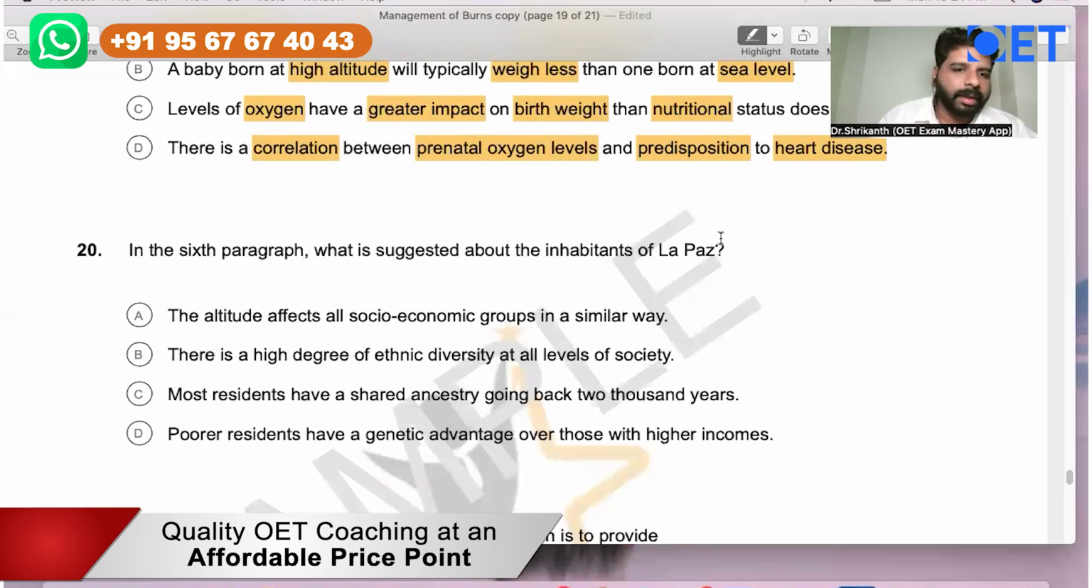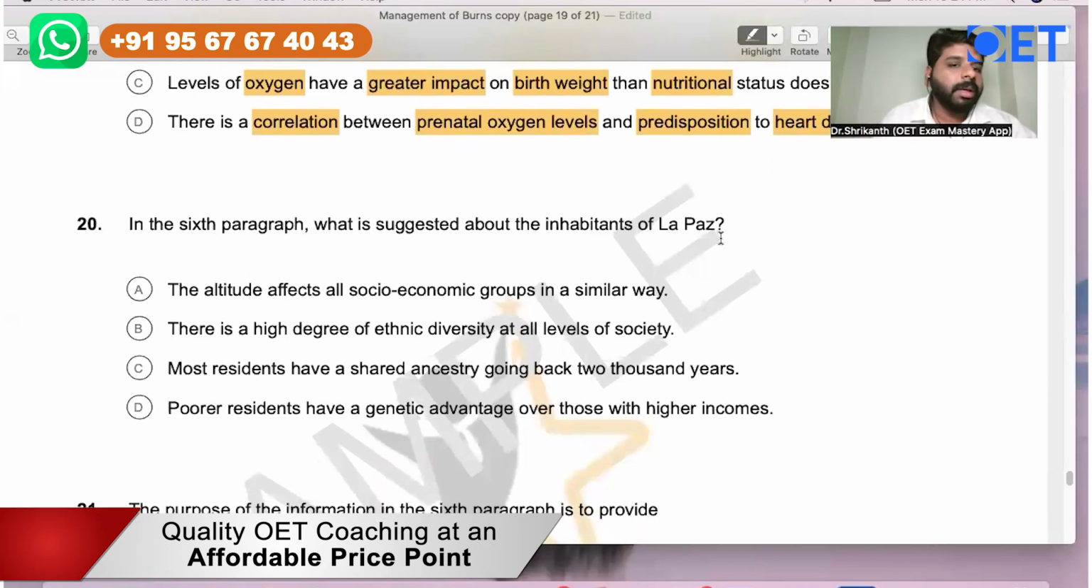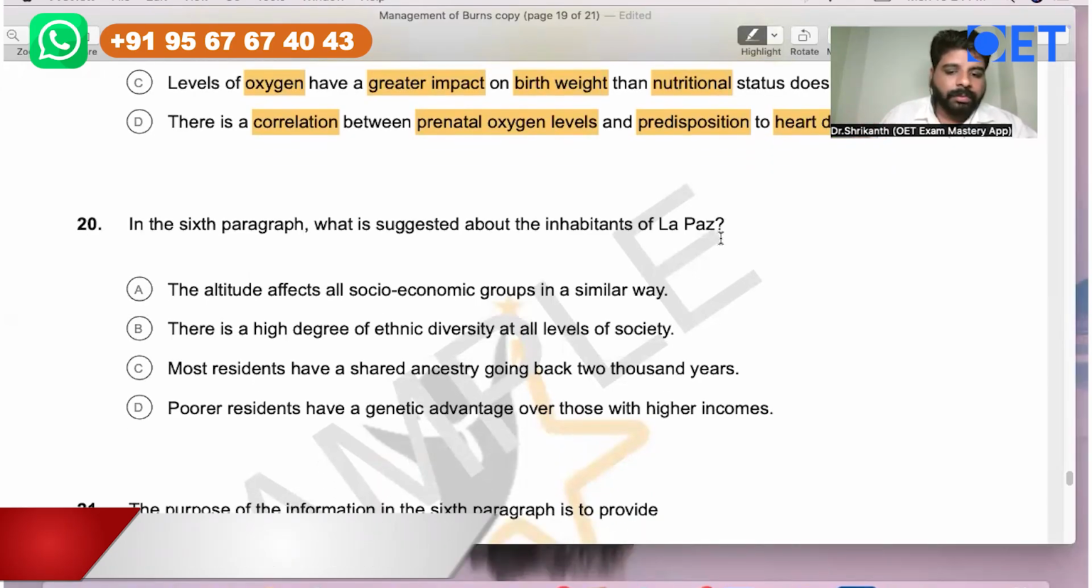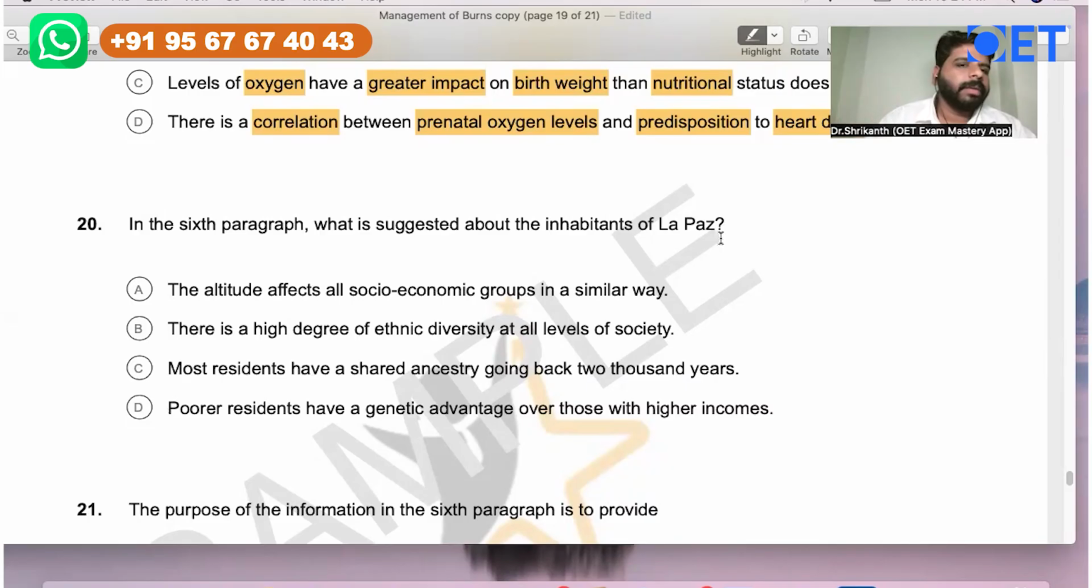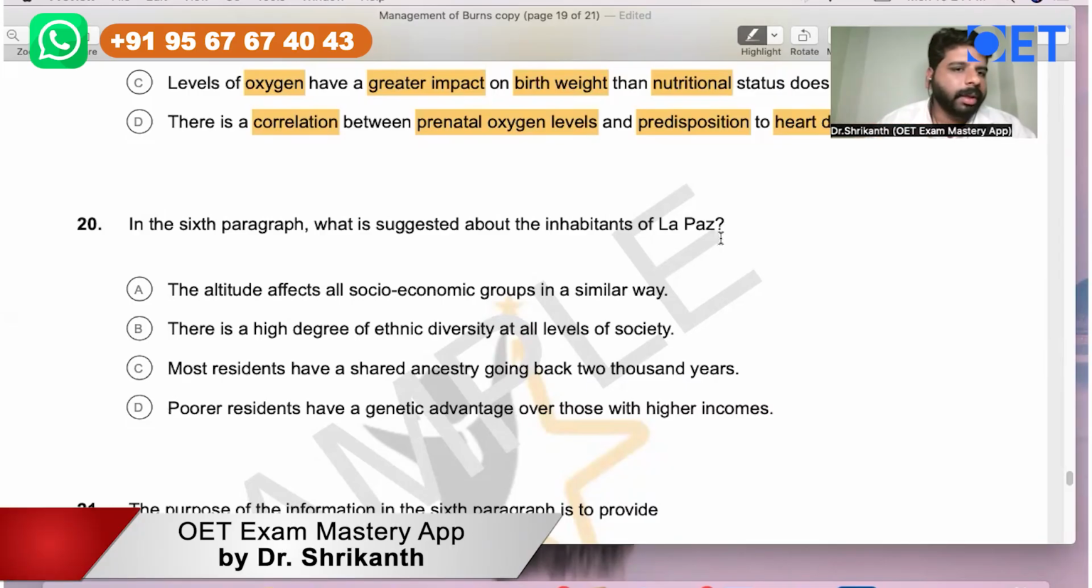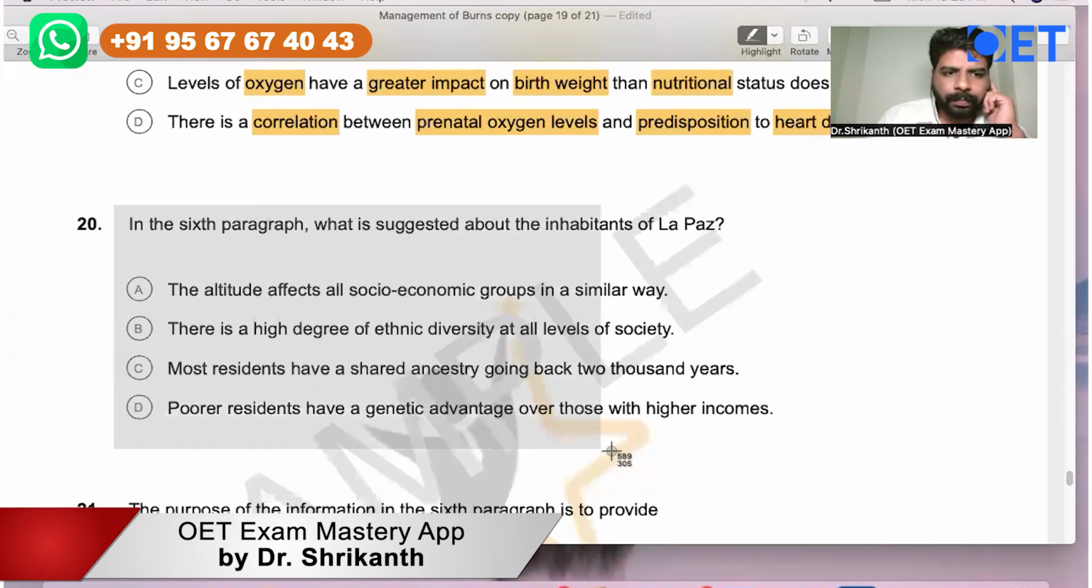No one taught me these strategies. These are strategies that I discovered on my own, that I have perfected, and which have helped a lot of my students, and in a refined way I'm giving them to you. But ultimately, you have to put in the practice yourself and see if these strategies are working for you or not. And if it is not working, you let me know, and I'll give you a workaround regarding that. Right, so let's go to the 20th question.